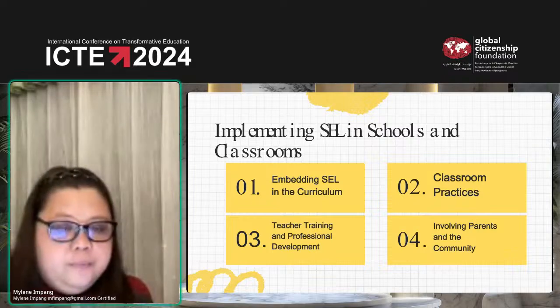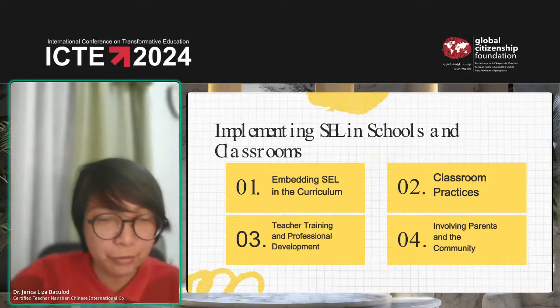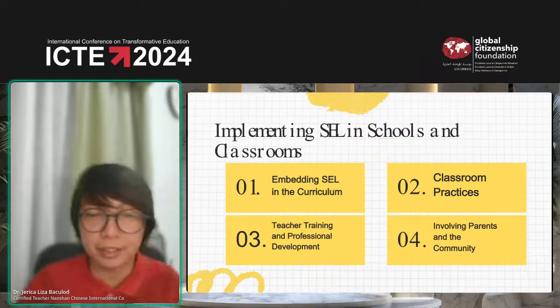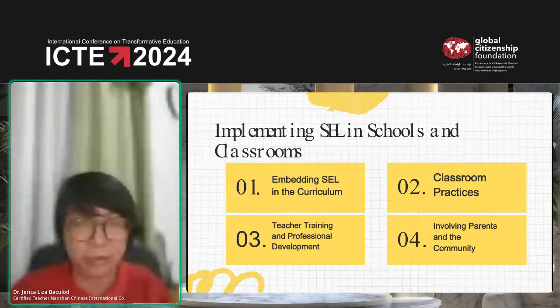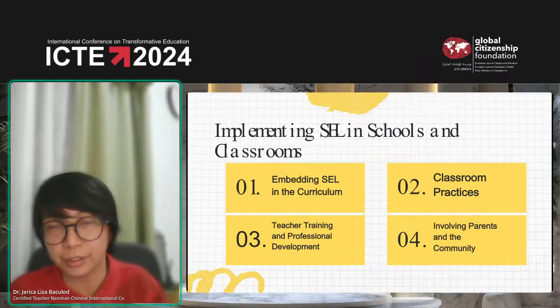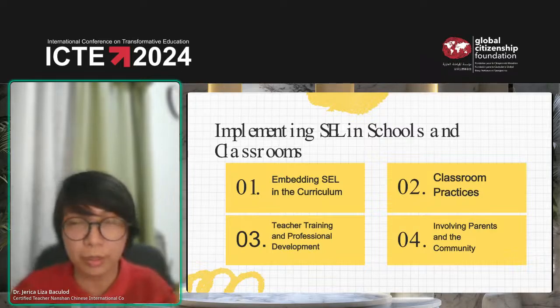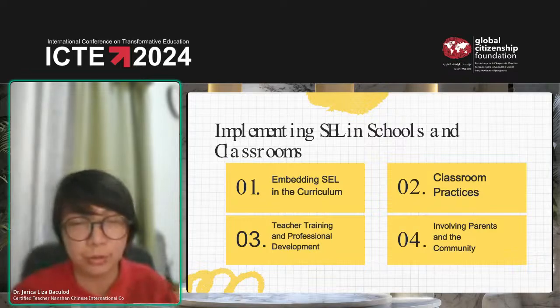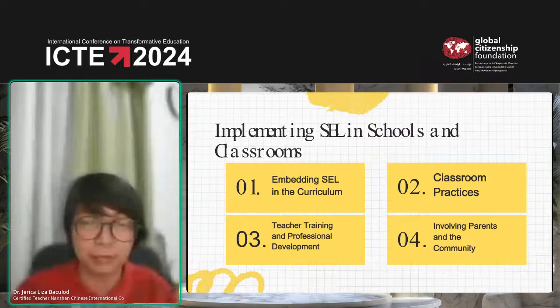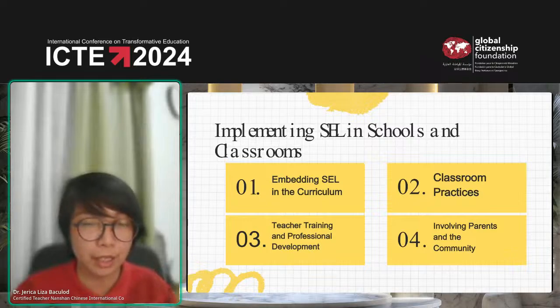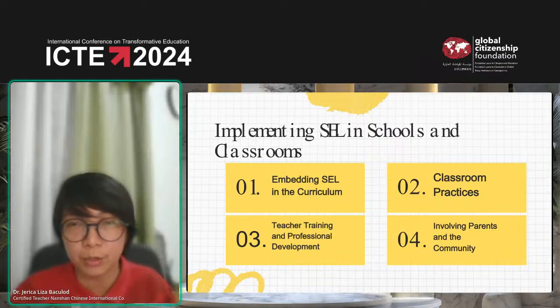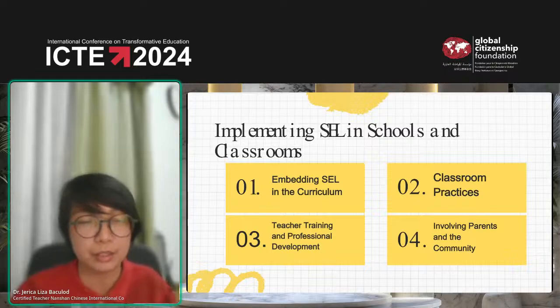All right. Number one, embedding SEL in the classroom. Maybe some of you have tried doing this already, like integrating it in your subject areas, or maybe in the homeroom. If you're doing this in the homeroom and providing a period every single day, it might be a huge success, so that students will be able to acquire the 5 core skills that we need for SEL.